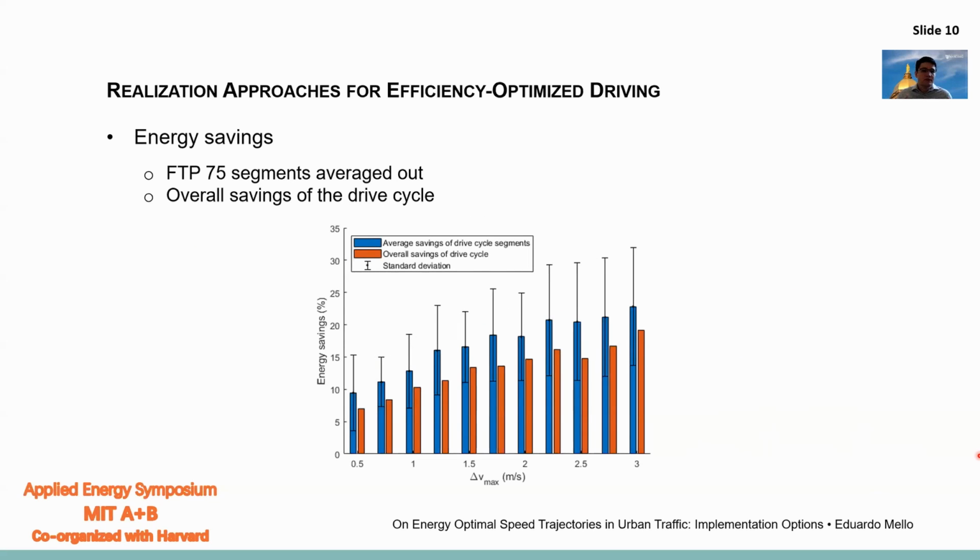Utilizing this piecewise linear approximation of the typical trajectories on the entire FTP75 and averaging every segment of the trajectory, we get the savings shown in the blue bars in this plot. The red bars represent the overall savings of the entire FTP75. As you can see, as we increase delta Vmax, our energy savings increase. But you have to remember that by increasing delta Vmax, we also increase the minimum distance between vehicles, thus making this trajectory harder to realize in dense traffic.